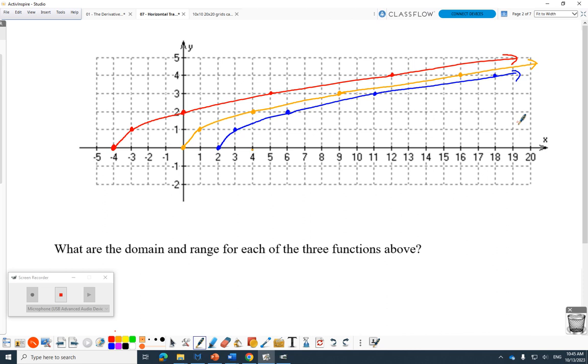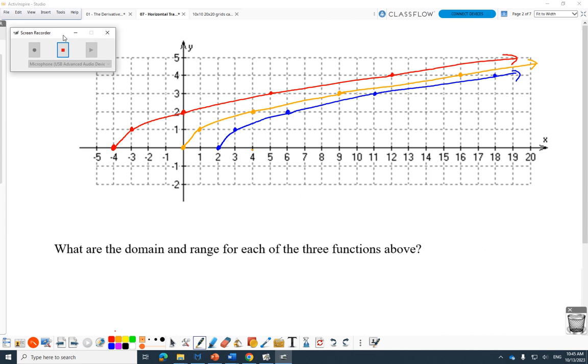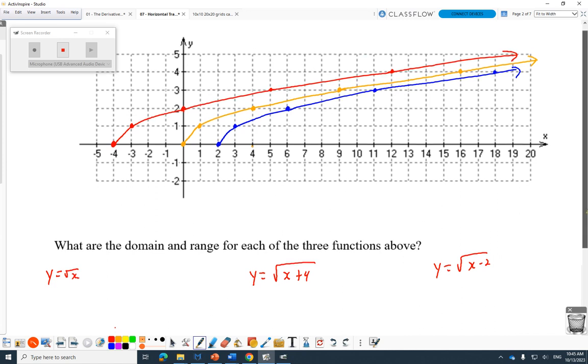What is the domain and range of each function? Oh, okay, all the domain stuff again. So let's do domain and range of y equals root x. And we'll do domain and range of y equals root x plus 4. That was the second function. And the third one was y equals root x minus 2. And let's talk about the domain and range of those three things.